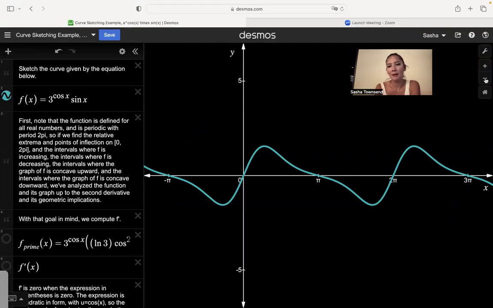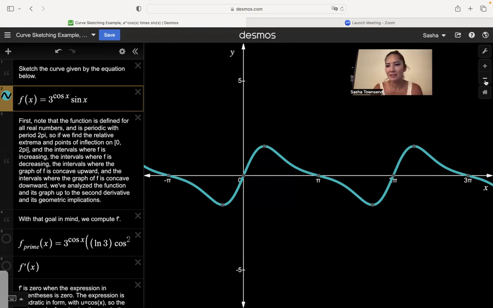We have minima and maxima on the interval from 0 to 2 pi. We've got some points of inflection. I just thought it would be an interesting one to talk about as far as intervals where the function's increasing and decreasing and where the graph is concave upward and concave downward. And the derivatives are relatively easy to compute. So I thought it would be a good opportunity to practice that derivative of a to the x.